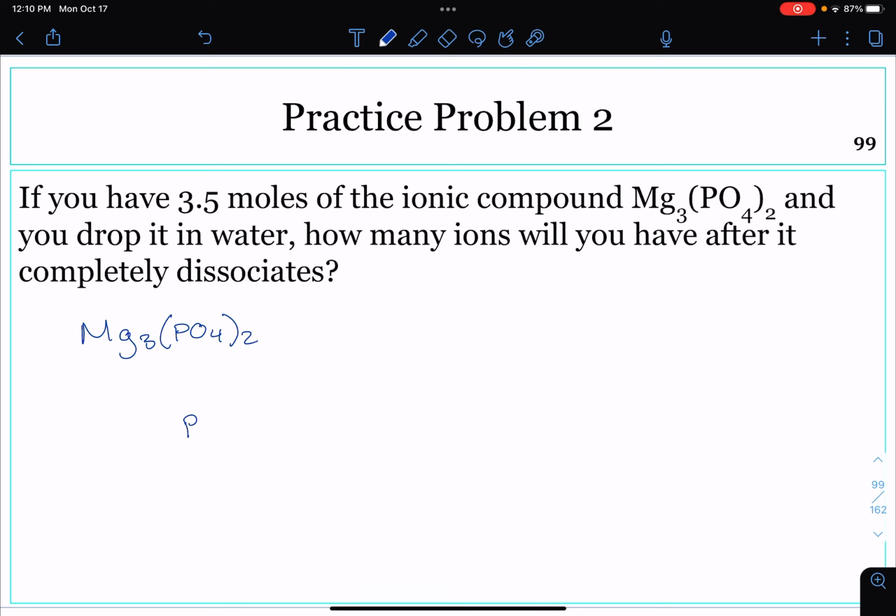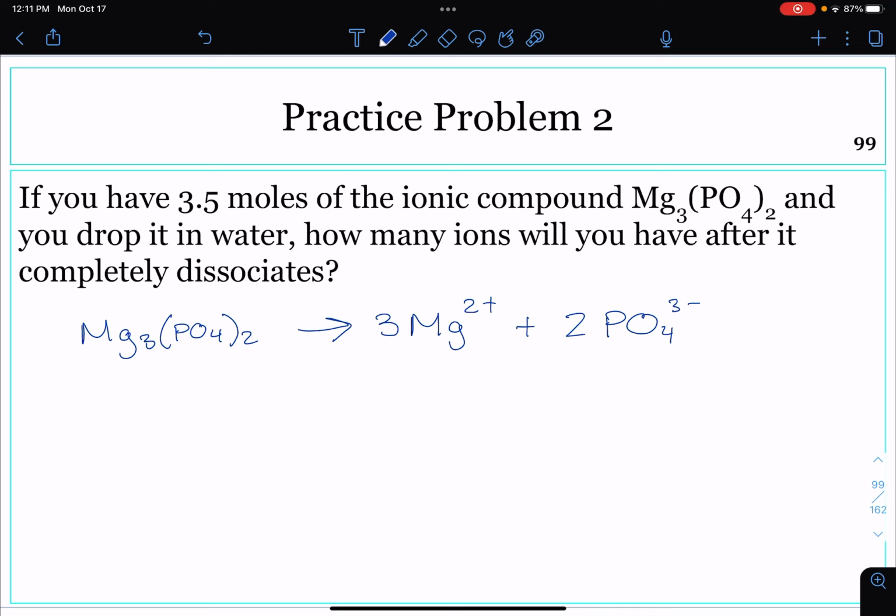Phosphate has 1 phosphorus and 4 oxygens covalently bonded together, and it all together has a 3- charge. Those oxygens do not separate from the phosphorus. Oxygens do not dissociate into ions away from the phosphorus. The entire phosphate, the PO4, separates from the magnesiums. Because of this subscript 3, we're going to have 3 magnesium ions, each with their 2+ charge. And because of that subscript 2, you have 2 phosphate ions, each with their 3- charge.